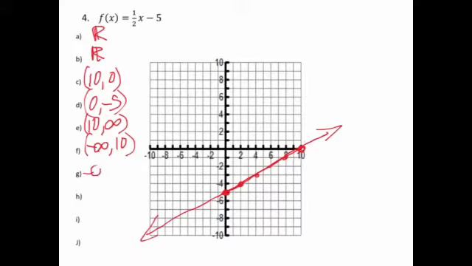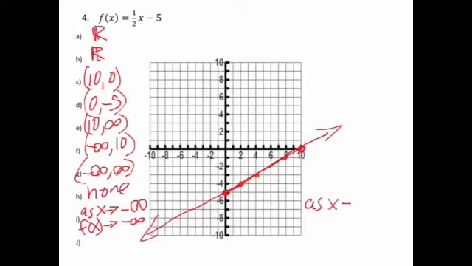My function is increasing, so it's going to be from negative infinity to infinity. Since it's increasing everywhere, it's not going to be decreasing at all. There's no interval where it's decreasing. For my end behavior, as x approaches negative infinity, as I go left and left and left, what does your function do? Well, it keeps going down and down and down without stopping. So my function is going to approach negative infinity. And then for my right-hand behavior, as x approaches positive infinity, my function keeps going up and up and up without bounds, so it's going to approach positive infinity.